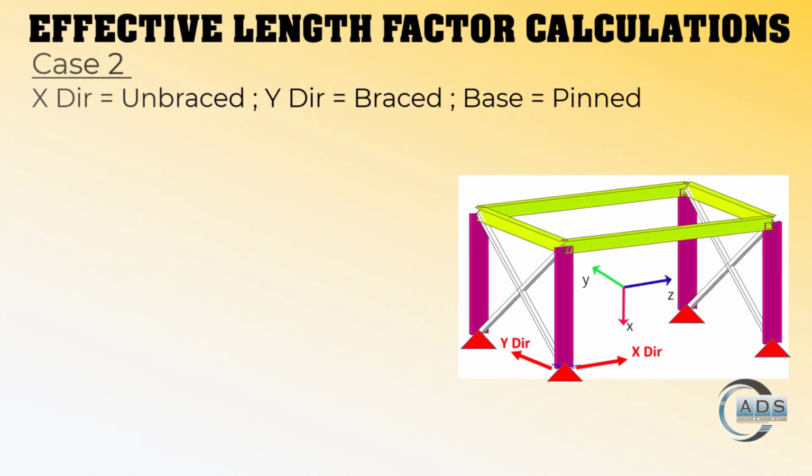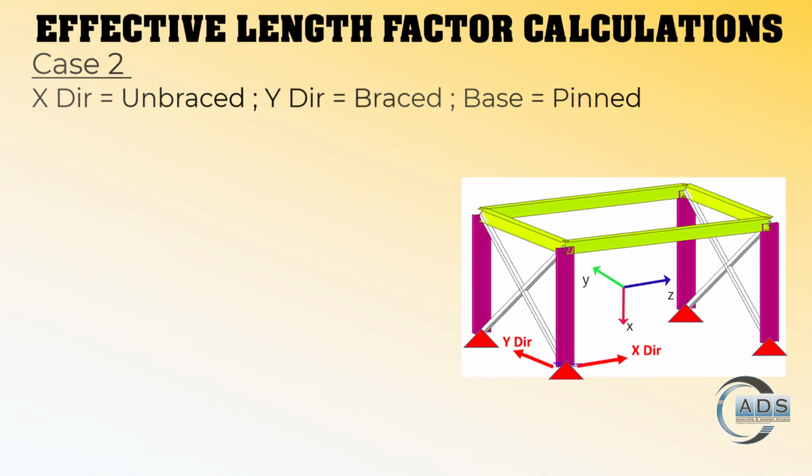Let's calculate K values for both the local axes of the column for case 2 using alignment charts. Local axes of the columns are shown in small letters. First, let's find out KY. In this regard, we have to consider the frame lies in the global XZ plane, in which column undergoes bending about its major axis, means Y local axis.